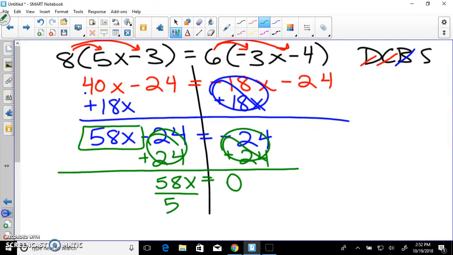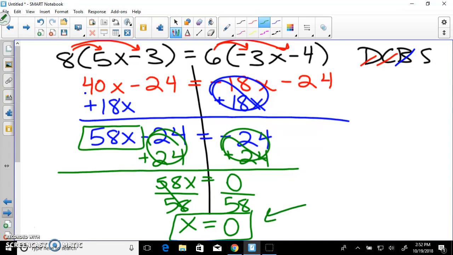We're going to divide both sides by 58. And we find that x equals 0. And this is totally okay. That's our answer. X equals 0. This is not infinitely many. It's not no solution. This is the only answer.